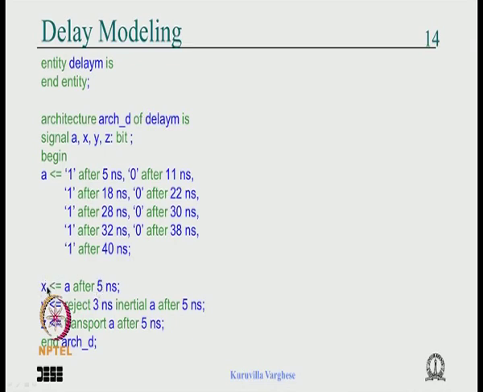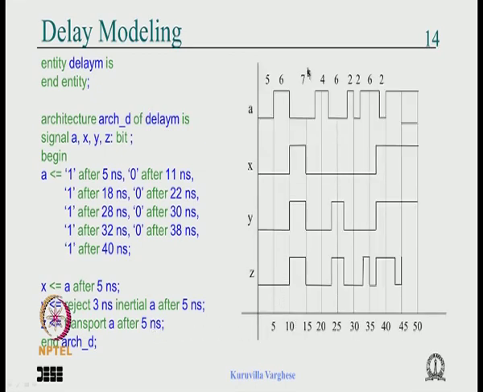Now X is, we have written A after 5 nanosecond, it means that X is a delayed version of A by 5 nanosecond, but it rejects all the pulses below 5 nanosecond. When it comes to Y, it is again like X, it is a delayed version of A by 5 nanosecond, but anything less than 3 is rejected, not 5 now. And Z is transport A after 5 nanosecond, and that is a delayed version of A by 5 nanosecond, no rejection. So if you simulate this, you will get a waveform something like this.